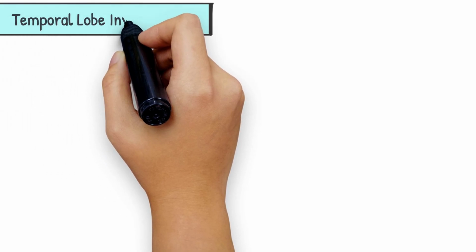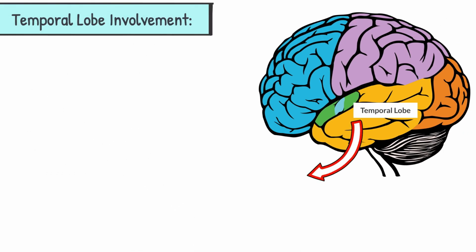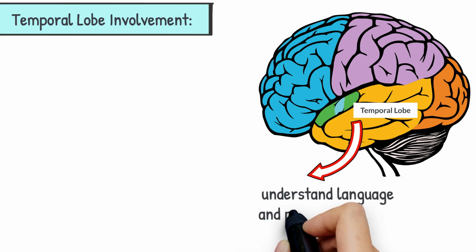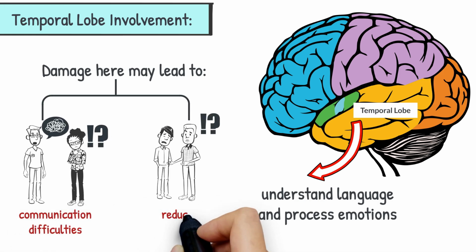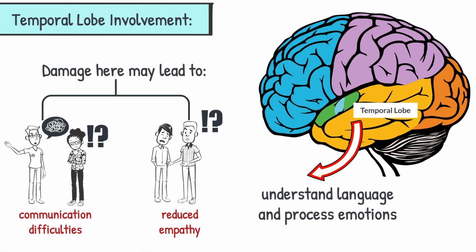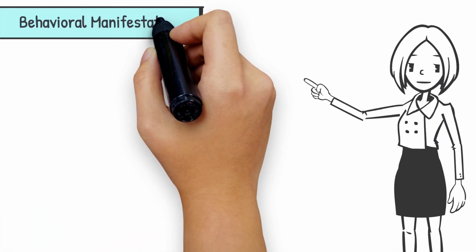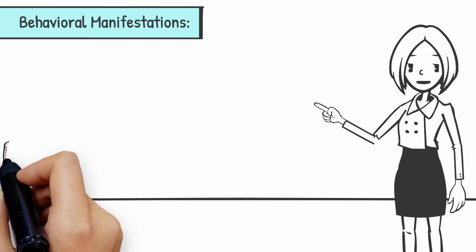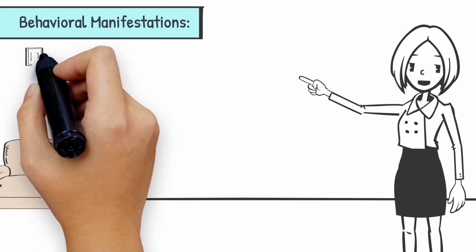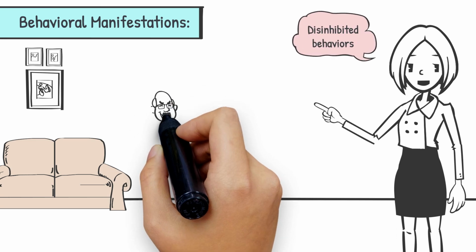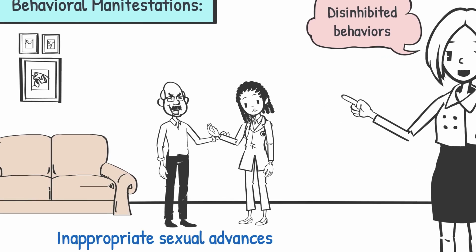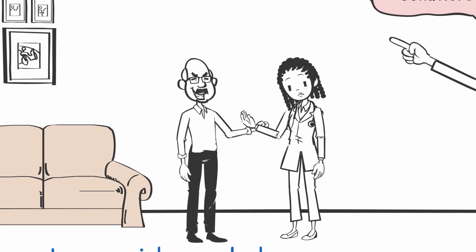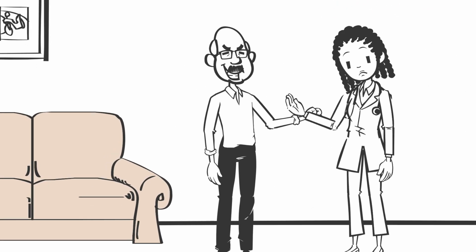Temporal lobe involvement. The temporal lobes play a key role in understanding language and processing emotions. Damage here may lead to communication difficulties and reduced empathy, further complicating the patient's social interactions. Behavioral manifestations. These neurological changes directly contribute to the symptoms of FTD, particularly the disinhibited behaviors such as inappropriate sexual advances. It's crucial to understand these brain changes to manage these behaviors effectively and compassionately.